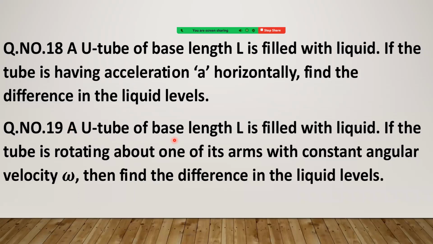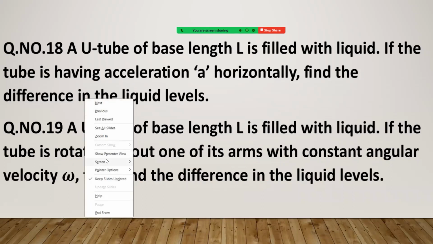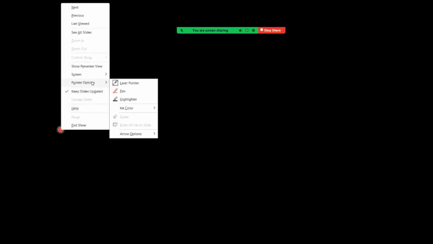A U tube of base length L is filled with a liquid. If the tube is rotating about one of its arms with a constant angular velocity omega, find the difference in the liquid levels. Almost the same kind of question. Let us see. In the previous question, we took translation. It is now rotation.